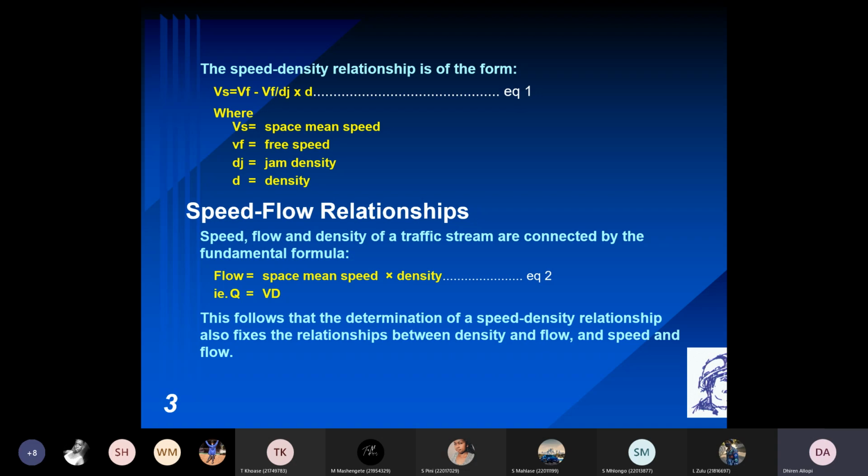In terms of the speed flow relationship, firstly, I think you need to highlight the basic, fundamental association amongst speed, flow, and density. The basic formula that links speed, flow, and density is that flow is equal to speed times density. So that's a basic fundamental formula. Your space mean speed times your density gives you your flow. In terms of units, we use Q for flow, Q is equal to V times D. V is your speed, D is your density.